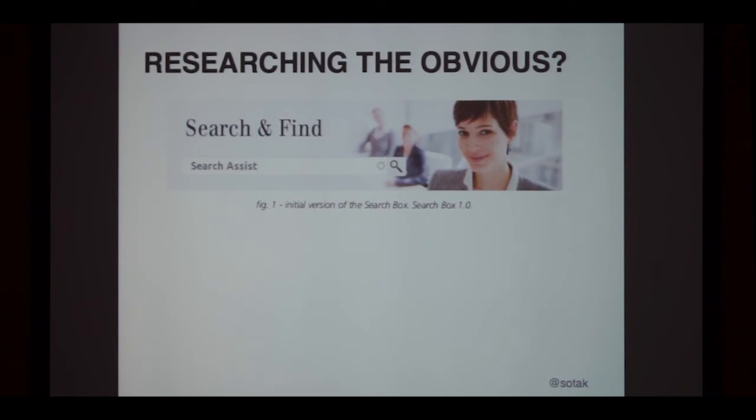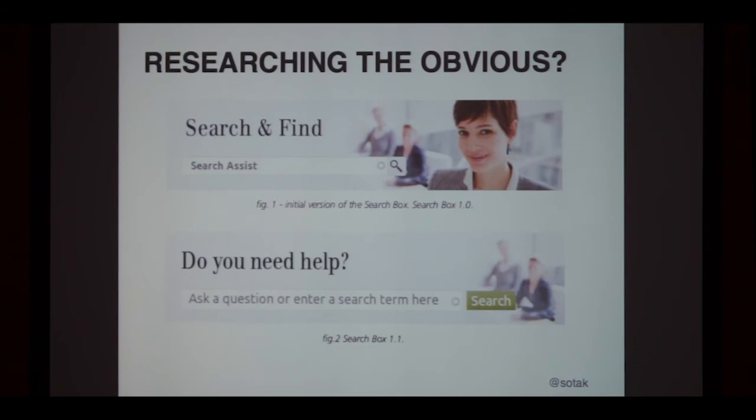Now, the question was, how do we make this more often used, and how do we make users type things in? It was quite simple. First we changed the search and find label to something like a more prominent call to action: do you need help? This search box was on the homepage. And we replaced the search assist text with ask a question or enter a search term here.